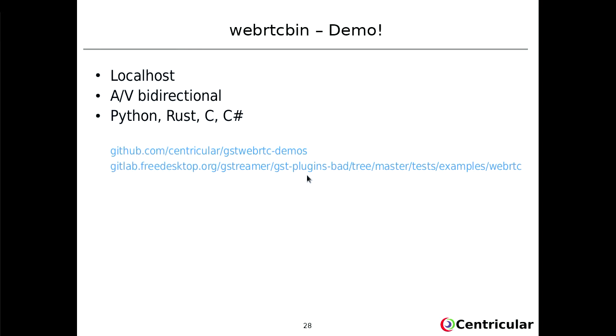That example is here, so you can run that yourself if you would like to. There are also some tests. The examples are written in a number of languages. There are Python, Rust, C, and C# versions. There are also test applications in GStreamer itself that outline different approaches to how you might want to do things.